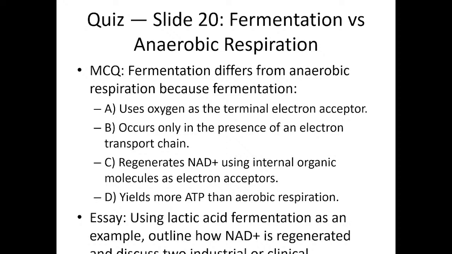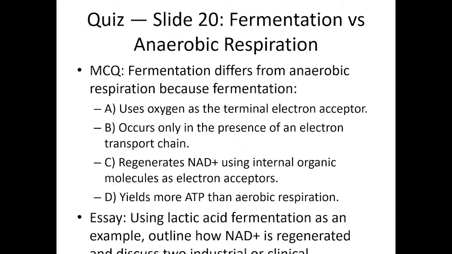So the third question is fermentation versus anaerobic respiration. Fermentation differs from anaerobic respiration because... pick which one is correct. And for any option you pick, don't just write A or B. No, no. If you are picking A, you write A, uses oxygen as the terminal electron acceptor. You put it there. Don't put only the option letter.